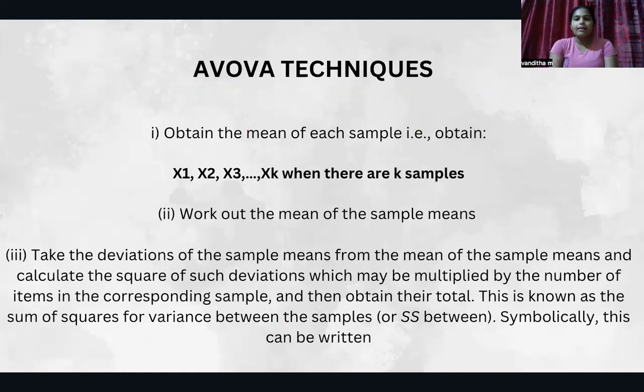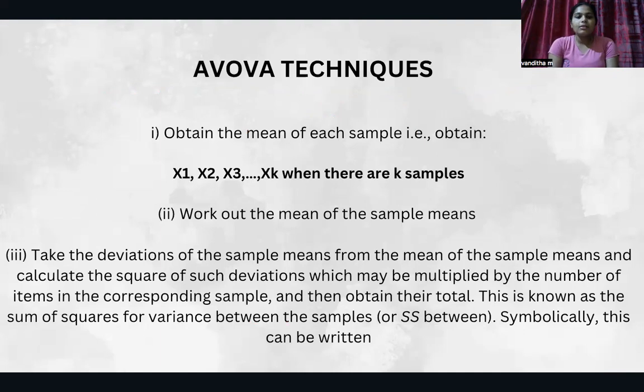Let's see the techniques which we use in ANOVA. The first step is to obtain the mean of each sample, where x1, x2, x3, and up to xk are the samples. There are k samples. Next, we need to work out the mean of the sample means.